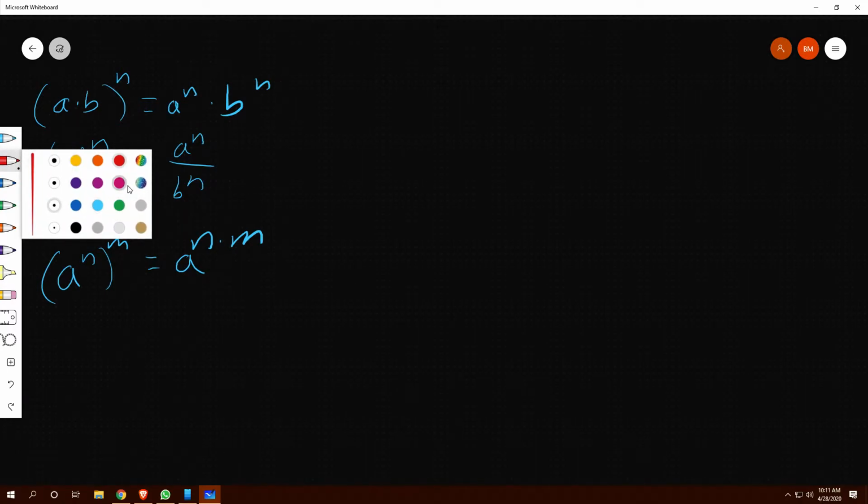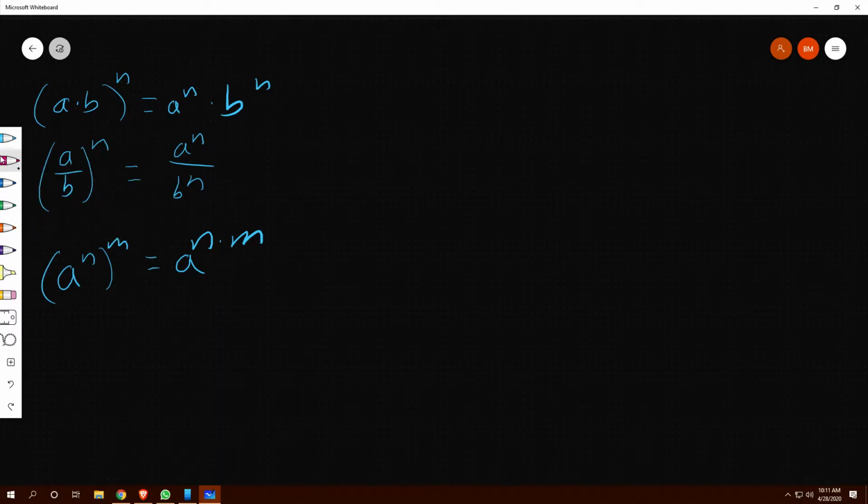Let's change a little color. All right, so let's do an example. We have 4 squared times 4 to the x. This is on page 5 of your study guide, and it's multiple answer, so you can choose different ones. The first one is 16 times 4 to the x power.